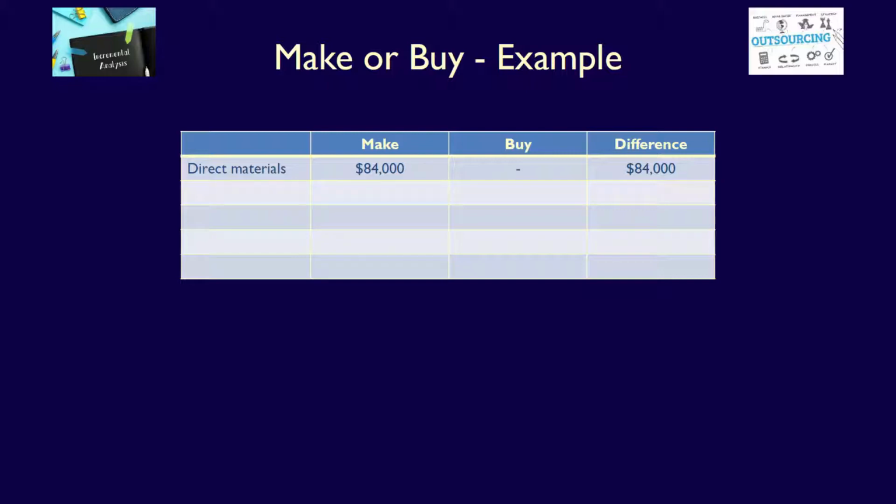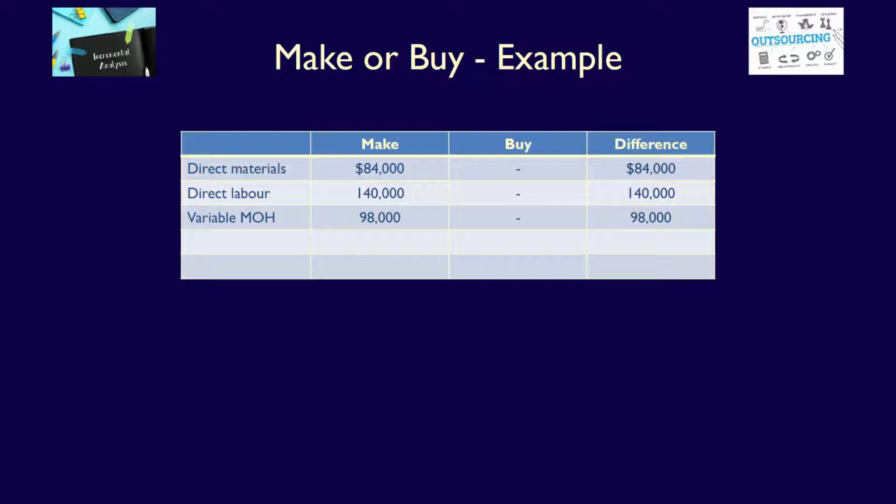If we make the component, we will incur $84,000 of costs. If we buy the component, we incur none of these costs. 84,000 minus 0 is equal to 84,000, which is the difference. Next is the direct labor costs of $140,000. If we make the component, we incur these costs. If we buy the component, we incur none of these costs. $140,000 minus 0 is equal to $140,000, which is the difference.